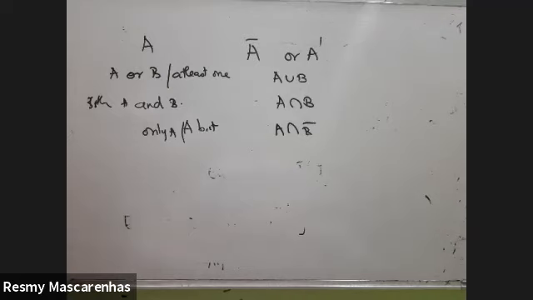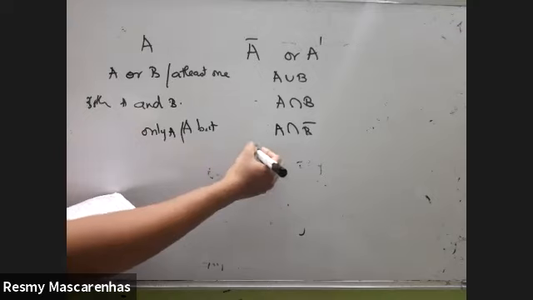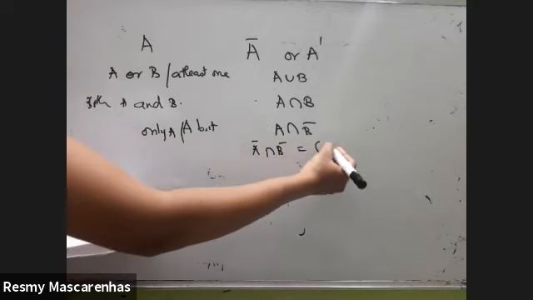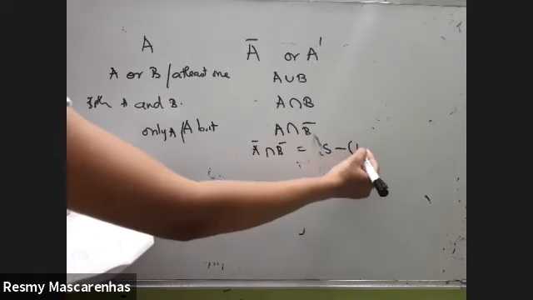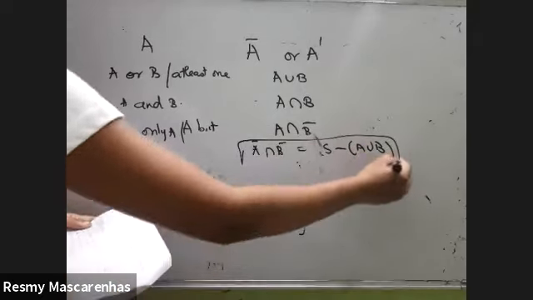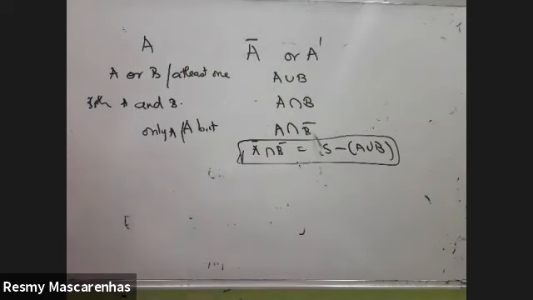And the last one, neither A nor B, also called none of the events. Both will have a bar on top: A bar intersection B bar. This is also called S minus, the sample space minus something. This is also like a formula: A bar intersection B bar is equal to S minus (A union B).